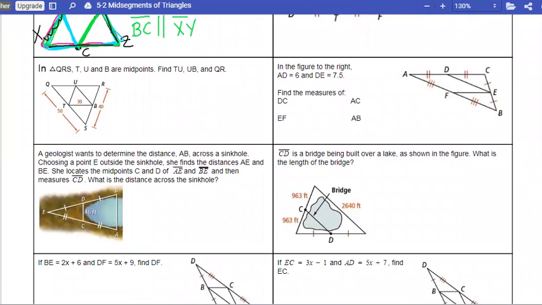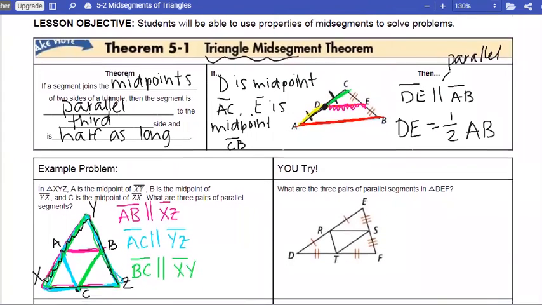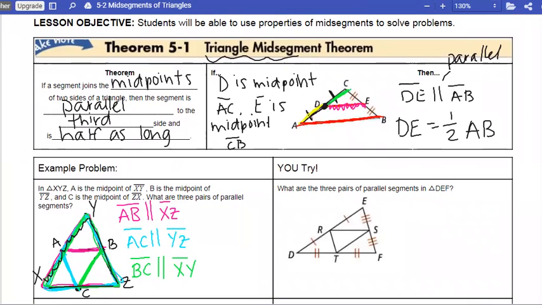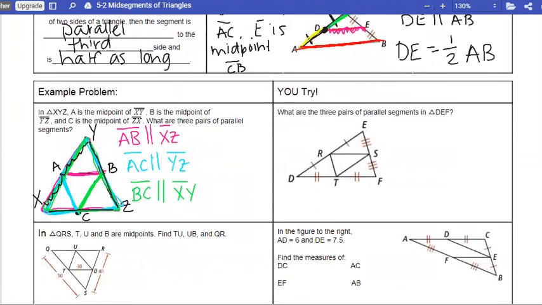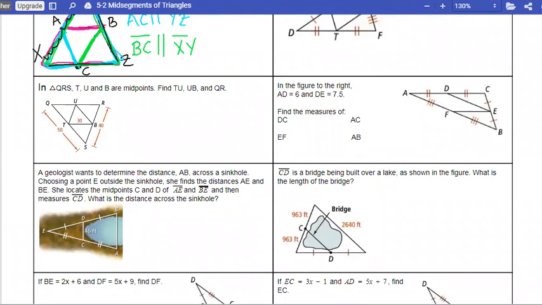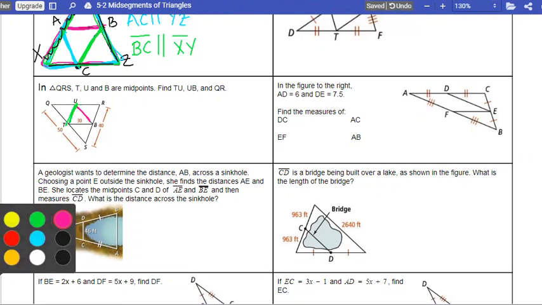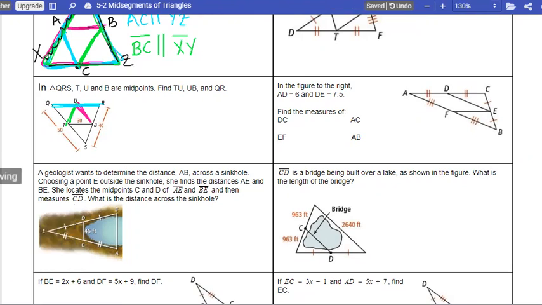All right, this next one says, in triangle QRS, T, U and B are midpoints. Find TU, UB, and QR. So remember, up at the top, it told us that my DE, my segment that's in the middle, is half as long as the third side of the triangle. It's wanting us to find TU. TU is in green. It's wanting us to find UB. UB is in pink. And it's wanting us to find QR. QR is in blue. So that's what we're looking for. Let's do TU first.